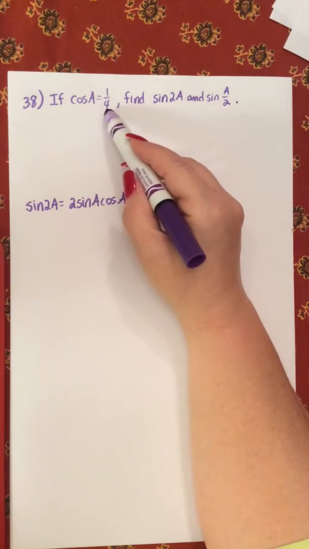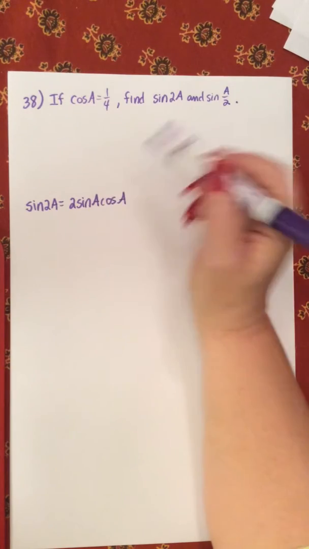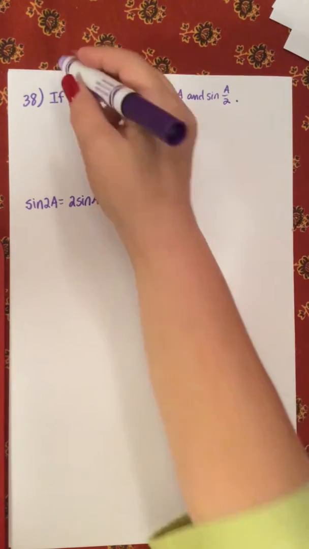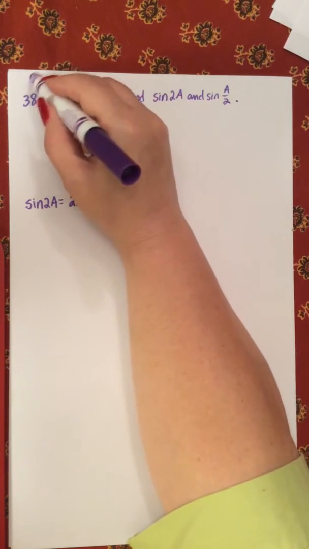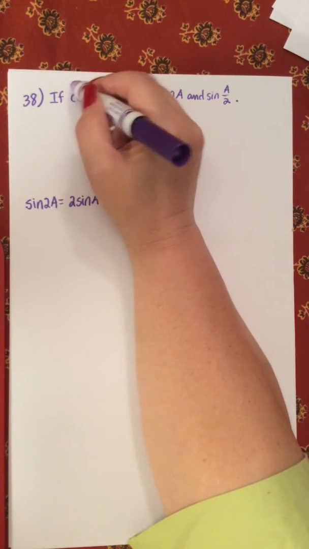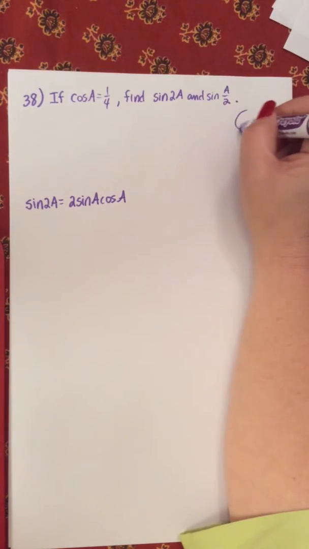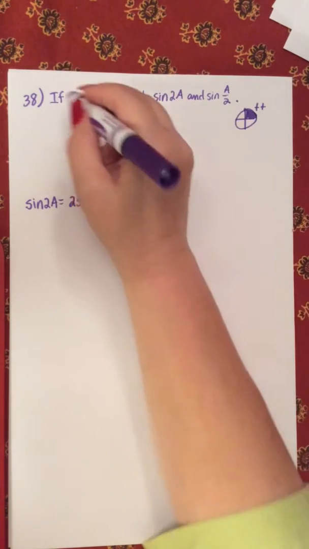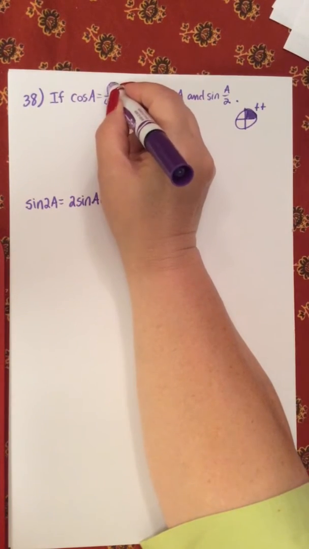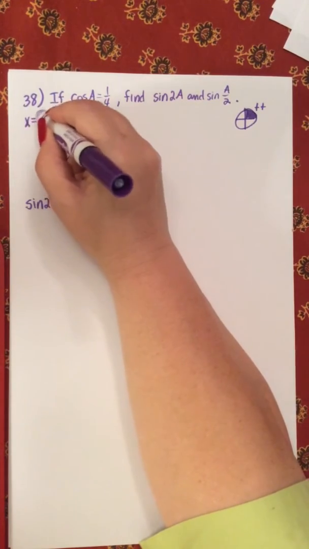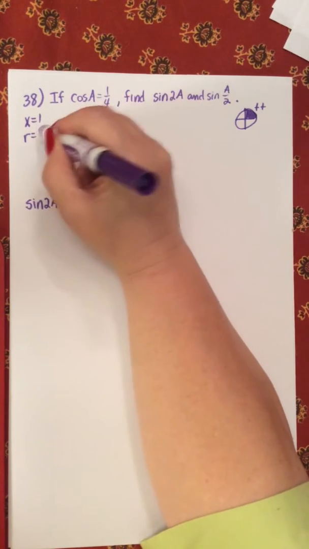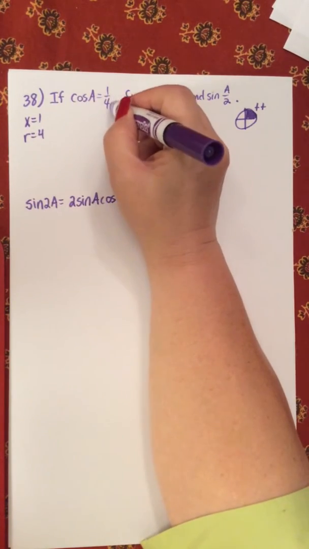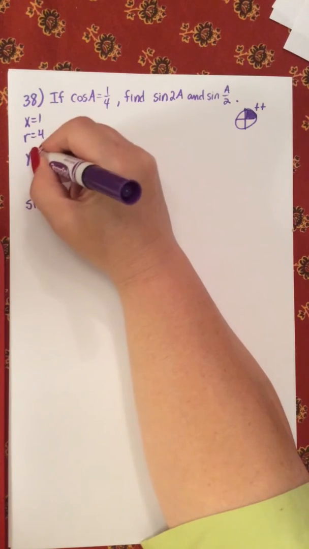Well, I already know cosine of a is 1/4, but I don't know sine of a yet. And in this problem, it says angle A is acute. That was in the directions. If something is acute, that means it's between 0 and 90 degrees, or first quadrant, and everything's positive. So I do know everything will be positive. They told me cosine of A is 1/4. So that let me know x is 1, r is equal to 4, because cosine is x over r. So the only one I'm missing is y.